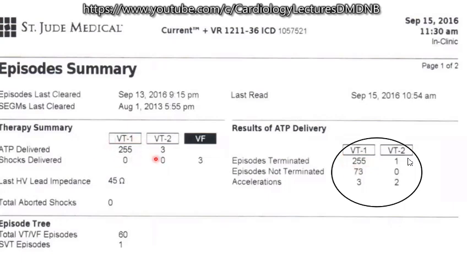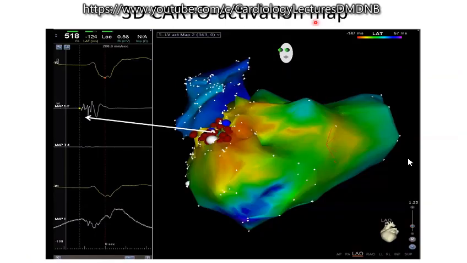255 ATPs delivered. VT2, 3, maximum are reverted with ATP. So over this time, she received only 3 shocks. All are reverted by ATP. But yes, with maximum therapy, with all the background, we cannot leave this patient like this because she's almost consistently in the VT. Anyways, this patient was taken up for procedure.